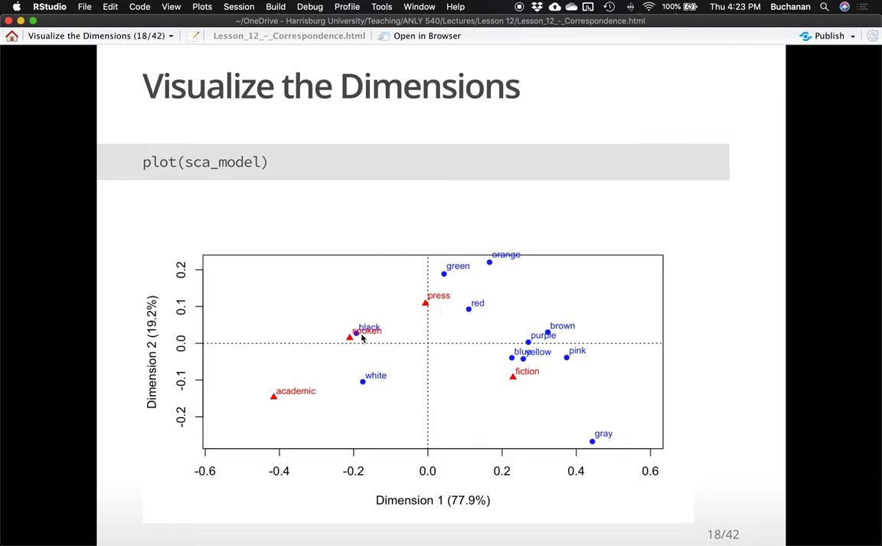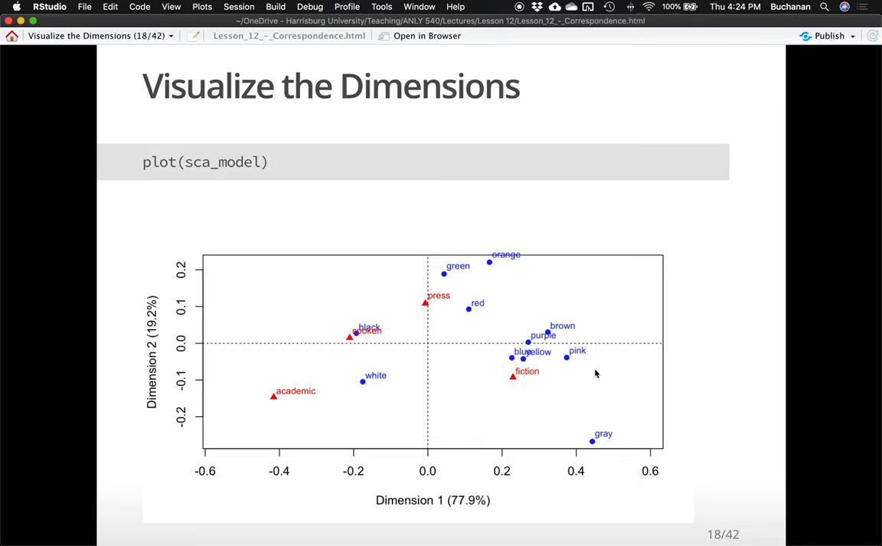Now the cool thing about this plot is that it's actually plotting rows and columns. So what we see are the colors in blue here, and then the registers in red. And so it actually will show us how rows and columns group together. So I kind of get a chunk over here, if I might put a circle around these, and it matches the mosaic plot that I just showed you, where fiction tends to be mostly some of the later colors.